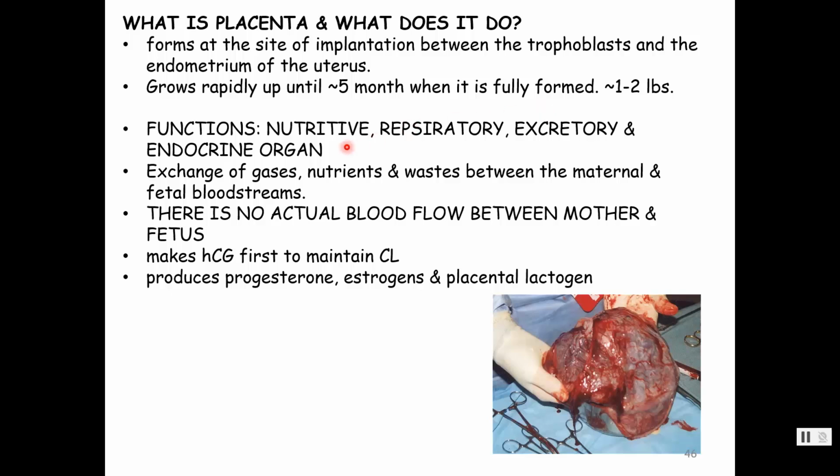It is also going to be an endocrine organ, so the placenta makes hormones. At first, that developing placenta makes human chorionic gonadotropin, but then the placenta is also going to be making estrogens and progesterone and placental lactogen and a variant of human growth hormone. It's basically to regulate the metabolism of both the mom and the developing baby. And so it just has a really big endocrine function. So there's exchange of gases, nutrients, and wastes between maternal and fetal bloodstream, but no actual blood flow. So no blood flow between the two.